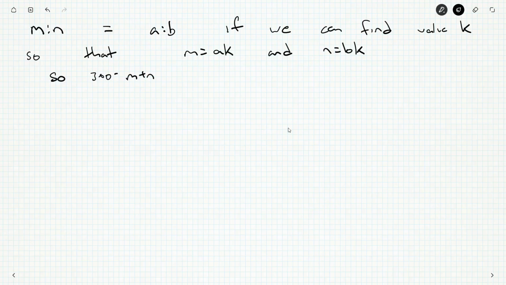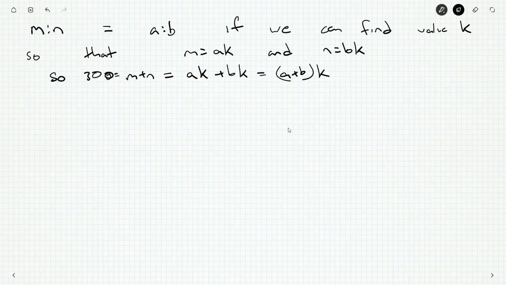So, 300 is m plus n. But then we get ak plus bk, we get a plus b times k. Okay, so if we knew the a and the b for the ratio, and we do because we have our list of possible ratios that m and n could be, then we could divide 300 by their sum, and we get the possible k.